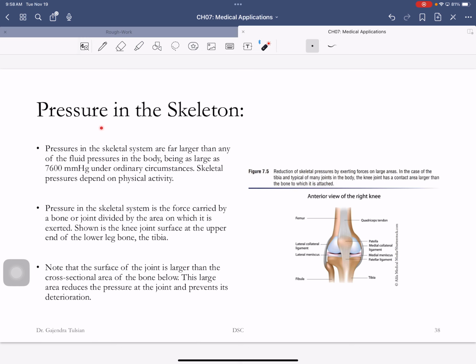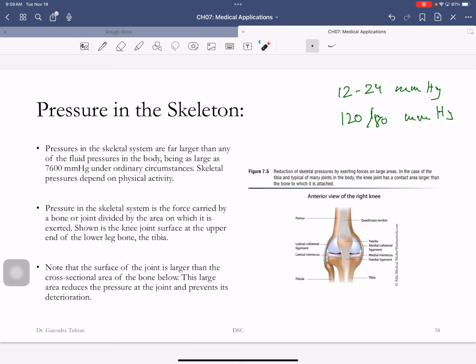Now we'll talk about pressures in your skeletal system. Now these pressures are quite large. So you saw that in the eye, the ocular pressures were only about 10 to 20 millimeters of mercury. Your blood pressure was 120 by 80 millimeters of mercury. Now the pressure that your bones are bearing is much, much higher. It's about 8,000 millimeters of mercury.